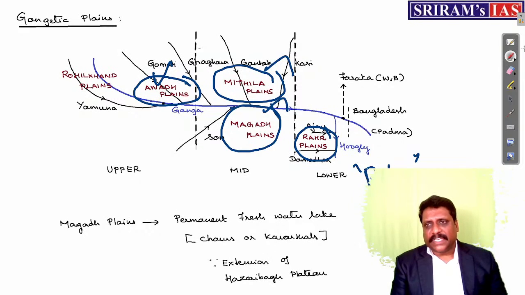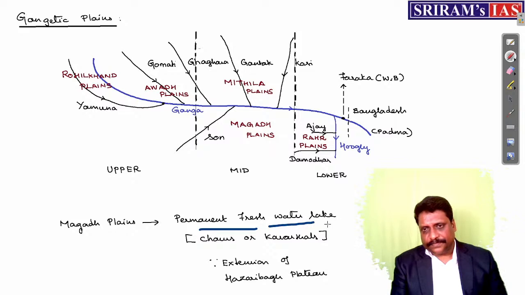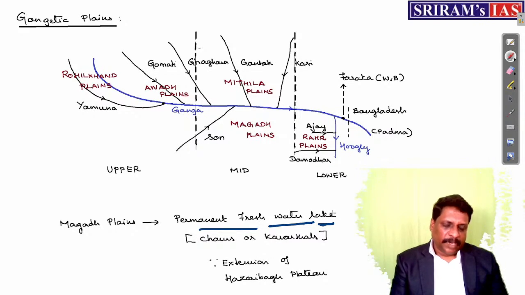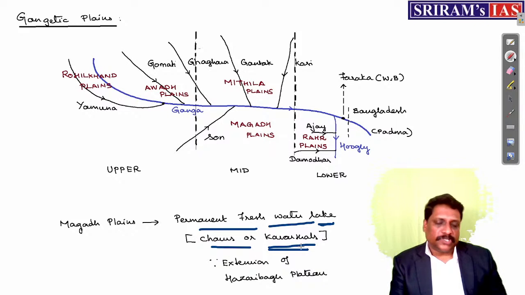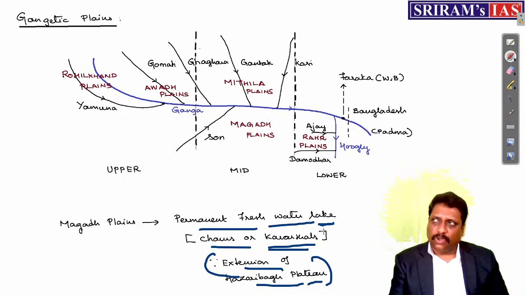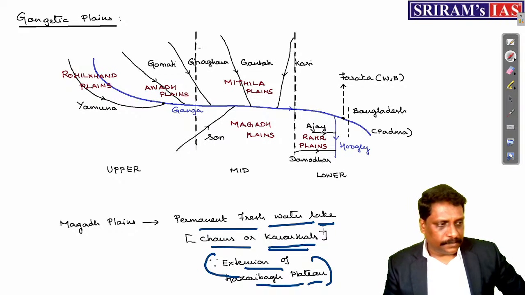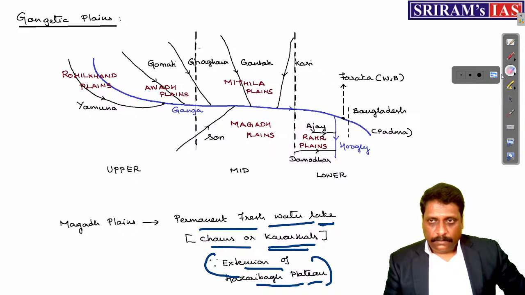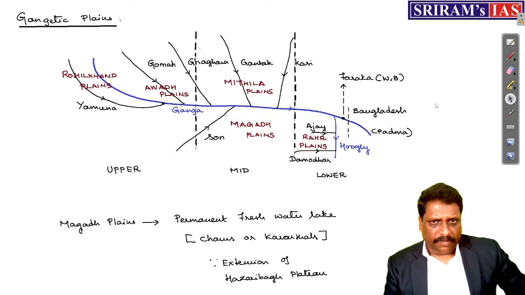And my dear friends, Gangetic plains, particularly Magad plains, are also known for some permanent freshwater lakes, where the water is retained in the lakes almost on a perennial basis, and locally we call them chores or kavartals. And what is the reason for having permanent freshwater lakes in this region? If you ask me, it is all about the subsurface extension of the Hazaribagh plateau, my dear friends. Fine. So some basic facts about the Gangetic plains we have also taken.